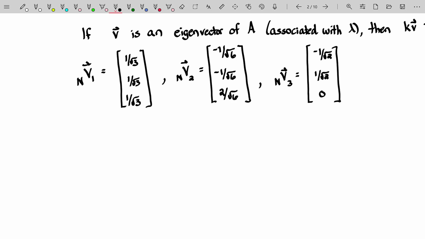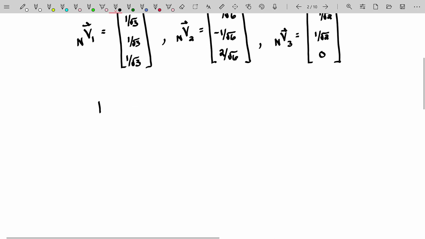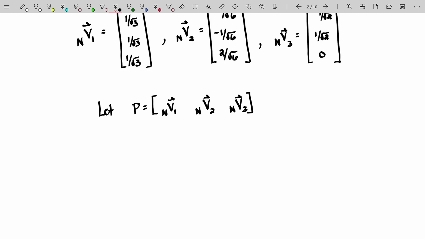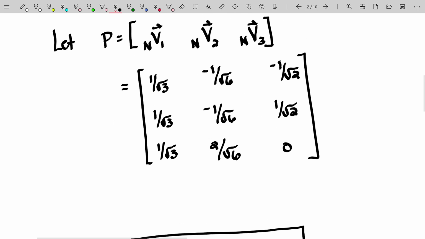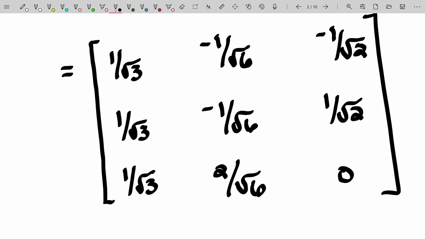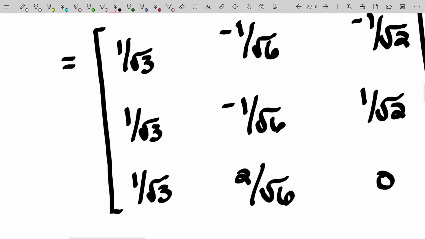Now watch what happens here. When I let P be the matrix whose columns are these normalized eigenvectors, I want you to notice something very special. First of all, of course, these columns are normalized. In other words, they have unit length. But also, if you took the dot product of any of these two columns with any of the other two columns, it would be 0.